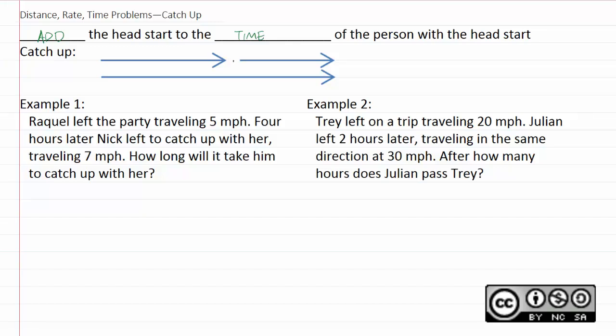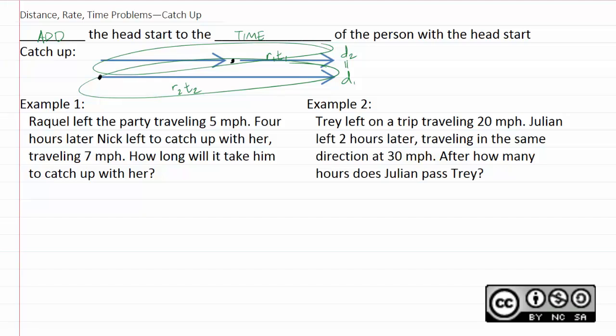If you think at some point in time one person is ahead of the other, then over time, this person will go a certain rate at a certain time. This person will go a certain rate at a certain time. We'll find that the overall distances they travel, including the head start, will be the same. So it'll turn out that one of these will equal the other. So let's take a look at how this actually applies to these problems that we're looking at.